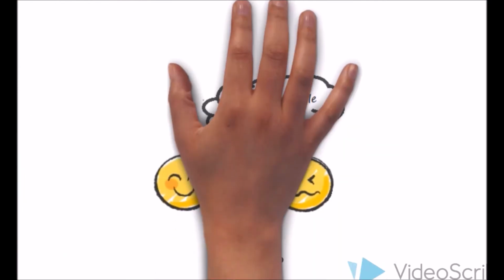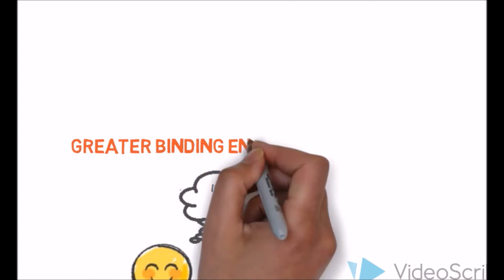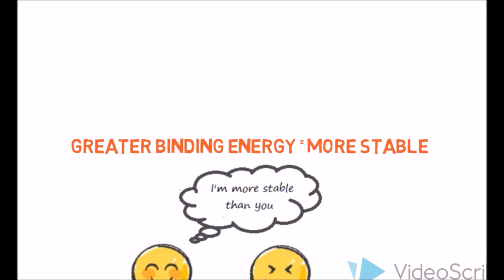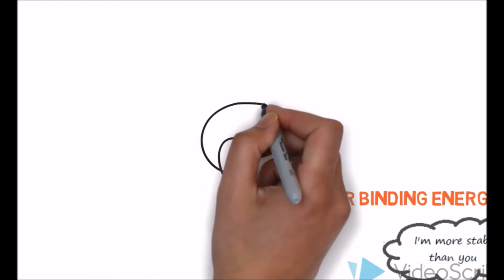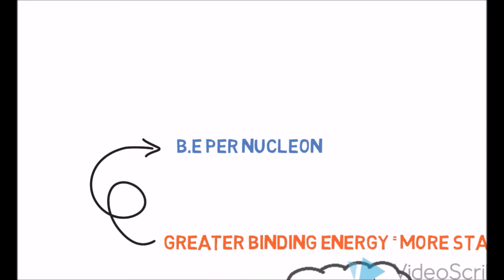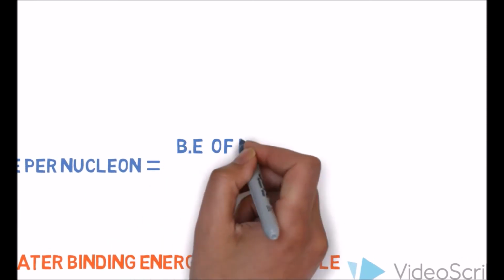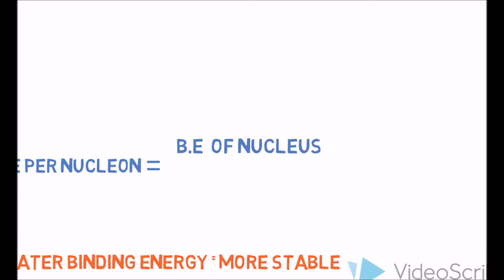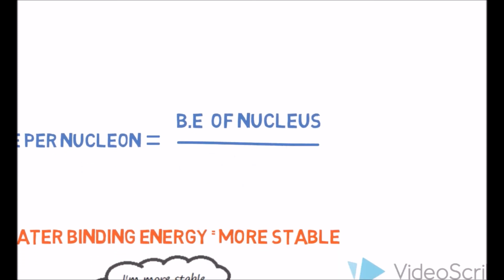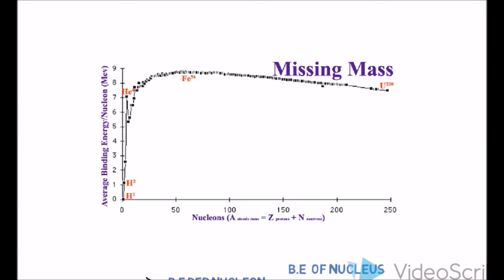We can now begin to see why some nuclei are more stable than others. The more the binding energy involved, the more stable the nucleus is. To compare the stability of different nuclides, we need to consider the binding energy per nucleon. This is found by dividing the binding energy of the nucleus, that is, the energy involved in the formation or breaking of the nucleus, by the number of nucleons in that nucleus.